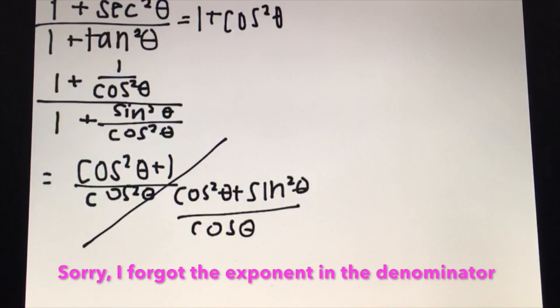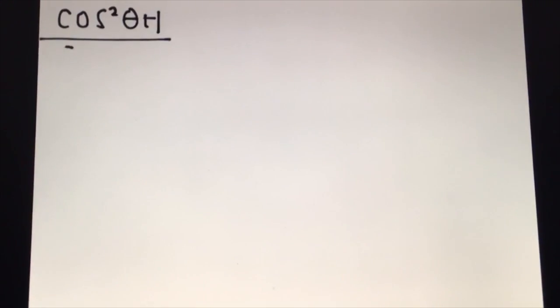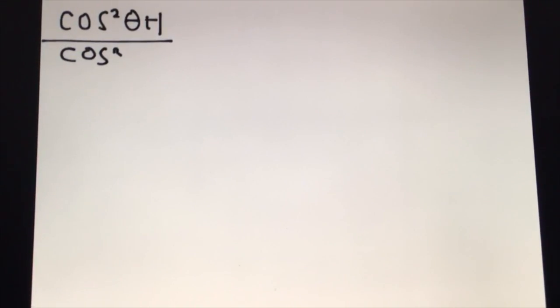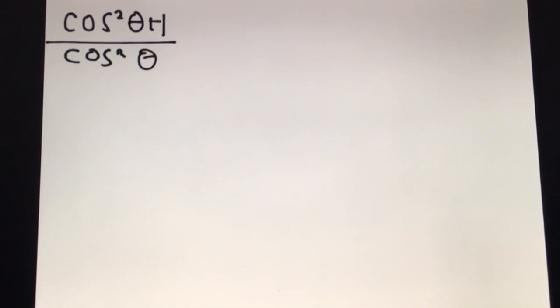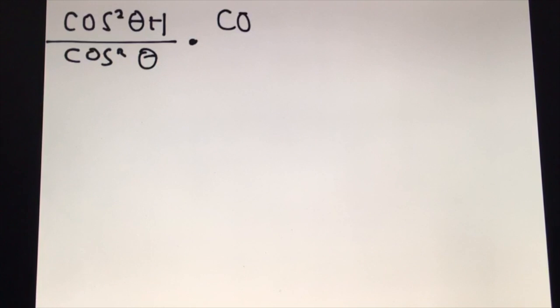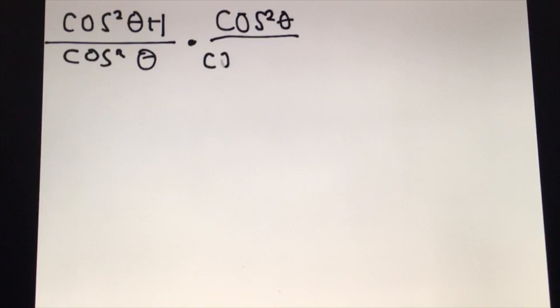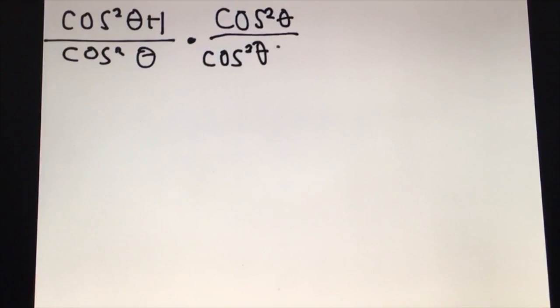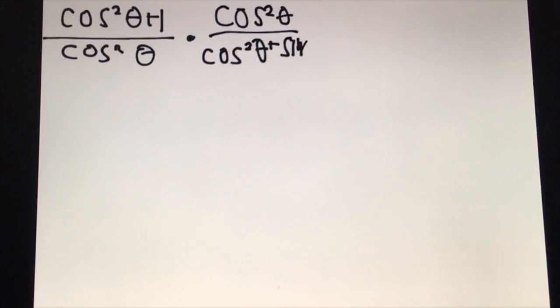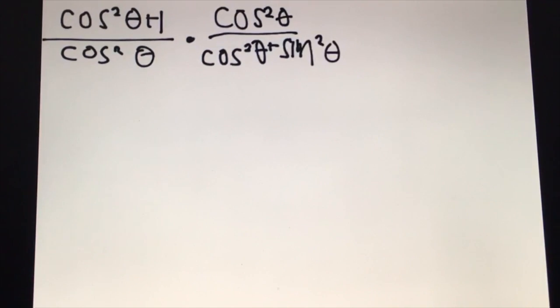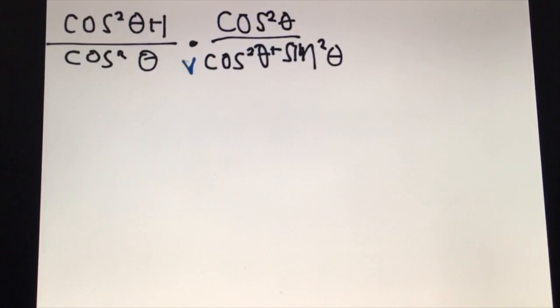So now we are going to have our numerator, which is cosine squared theta plus 1 over cosine squared theta, and we're going to multiply that by the reciprocal of the denominator. Oh, I forgot the theta. Times, so our denominator flipped is cosine squared theta divided by cosine squared theta plus sine squared theta. Sorry. So now a red flag should be going off because this right here is our first Pythagorean identity.